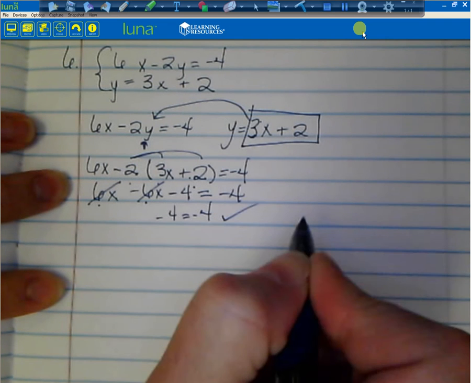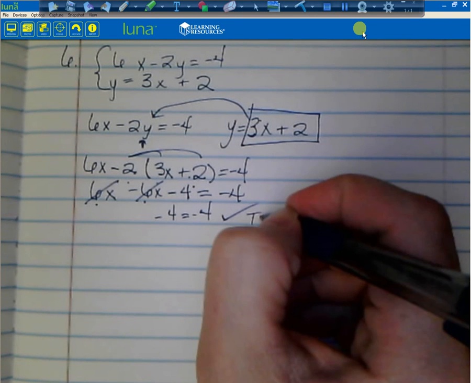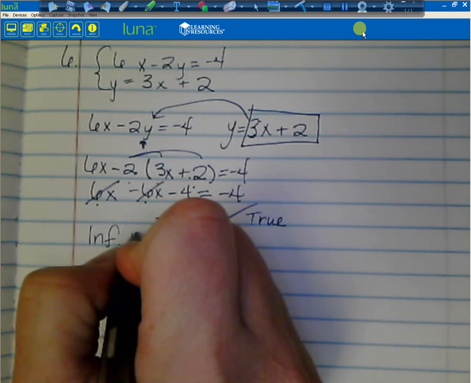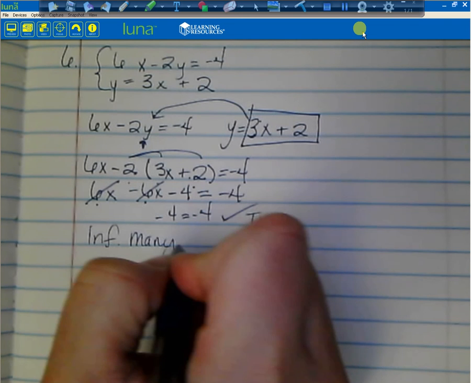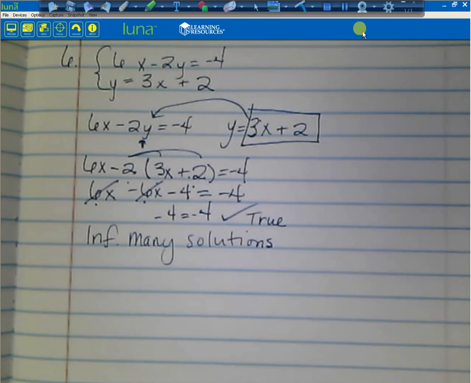Now this is exactly the opposite of the last problem where we ended up with two numbers that didn't equal each other, or a false statement. This is a true statement. So because this is true, what that means is that there are infinitely many solutions. If there are infinitely many points where these two lines cross, then what that means is that if I were to graph them, they would be the exact same line.